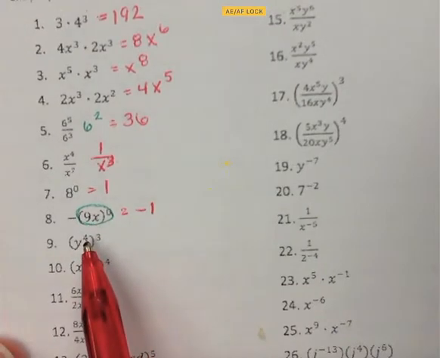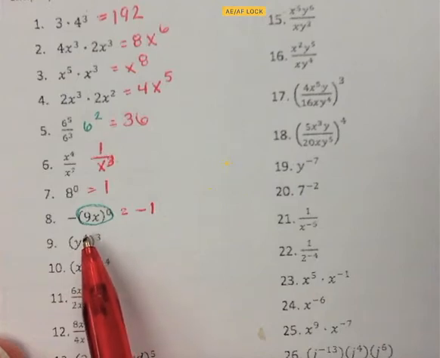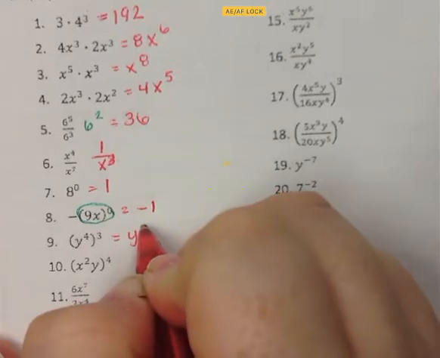On number 9, we have y to the 4th raised to the 3rd power. So again, we have one base, so we multiply the exponents. So it's 4 times 3. This is y to the 4 times 3, which is 12.